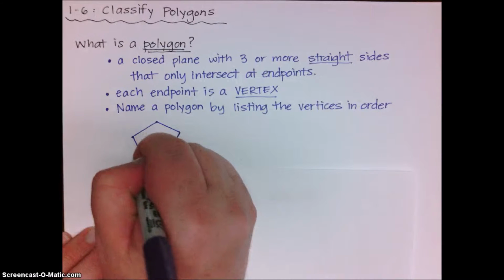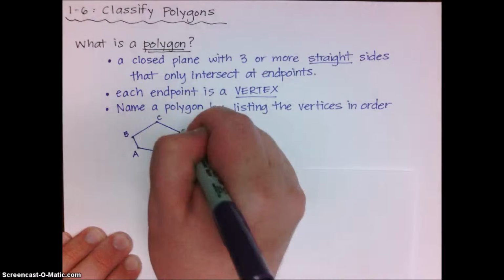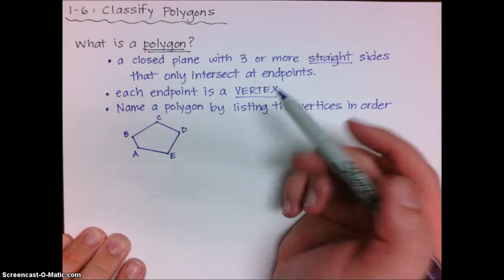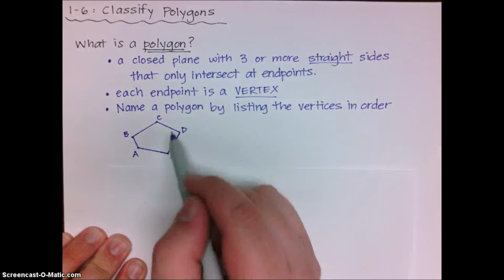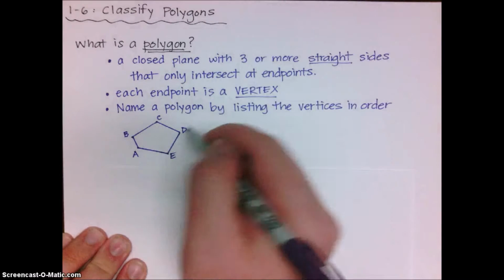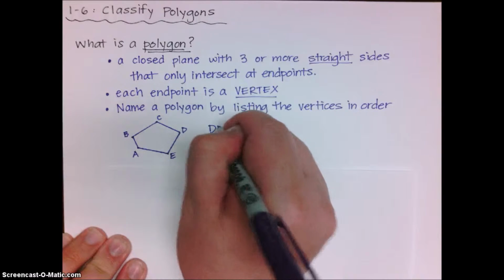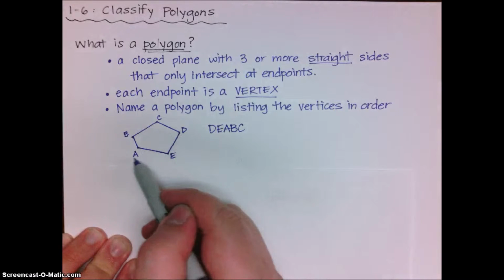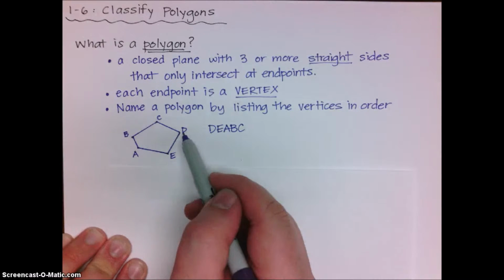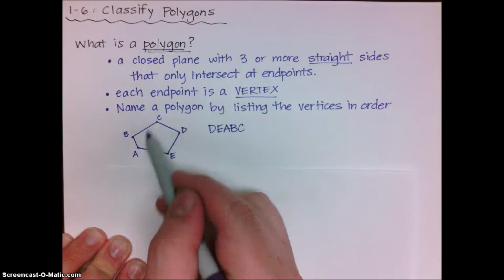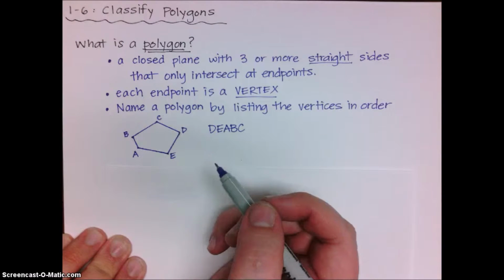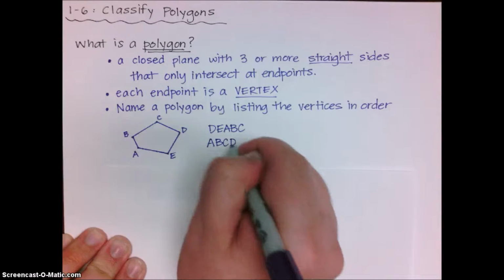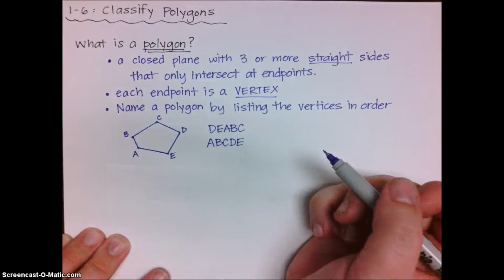So I'm going to label this A, B, C, D, and E. This is a polygon. It fits all of my qualifications, and I can name it by starting at any of the vertices. Maybe I'm going to start with D and name it D, E, A, B, C. As long as you're listing the vertices in order and not saying, oh, this is polygon D, B, E, C, A, and going from opposite corners, you can label it however you want. I could label it A, B, C, D, E. And this is still talking about the same polygon.